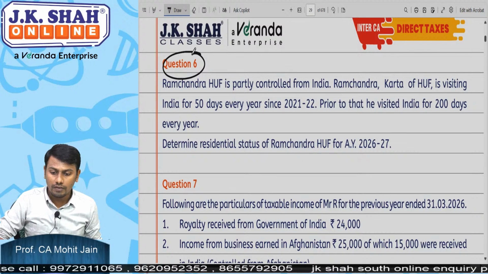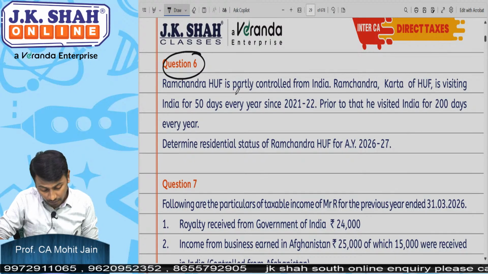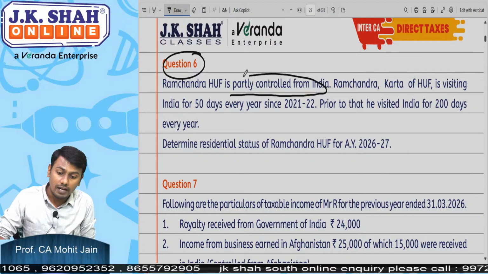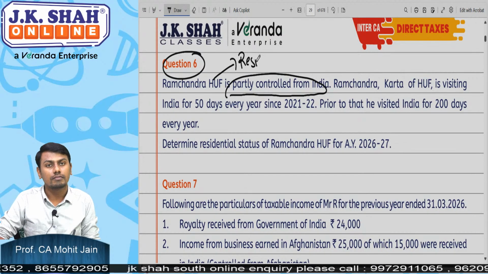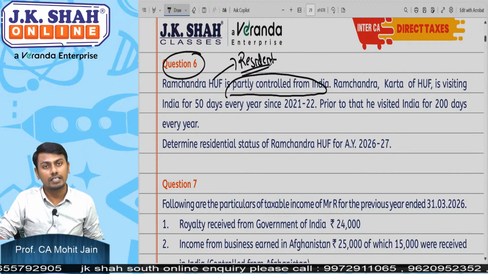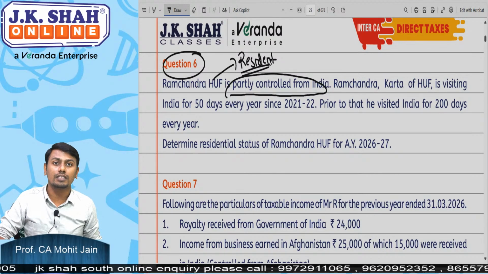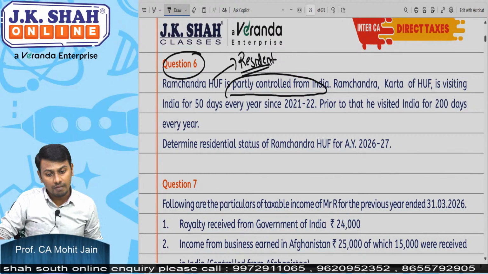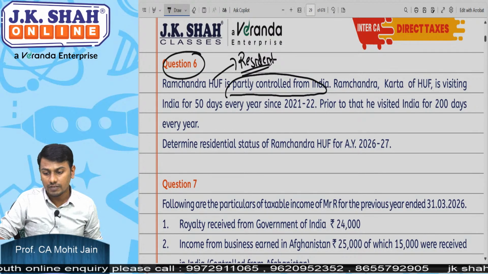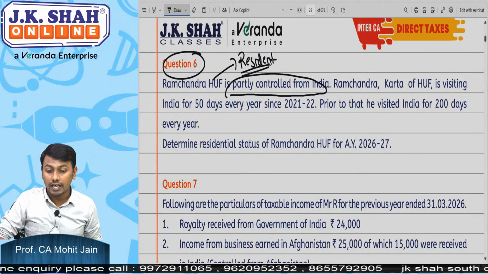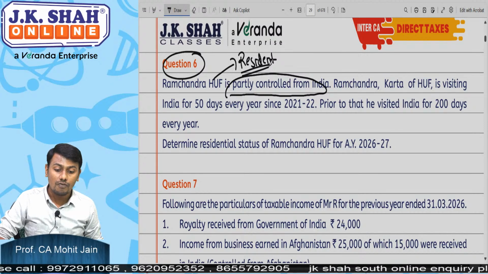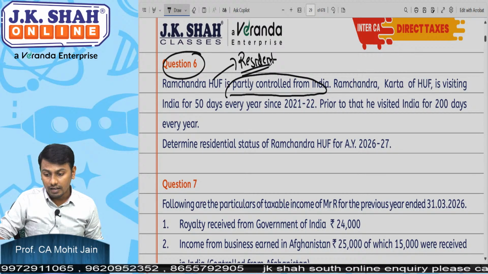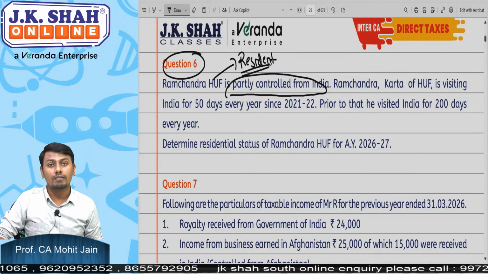Ramachandra HUF is partly controlled from India. So can I say HUF is resident? Now we only have to check which kind of resident, whether it's an ordinary resident or not ordinary resident. Ramachandra, Karta of HUF, is visiting India for 50 days every year since 2021-22. Prior to that, he visited India for 200 days every year. Determine the residential status of Ramachandra HUF for assessment year 26-27.